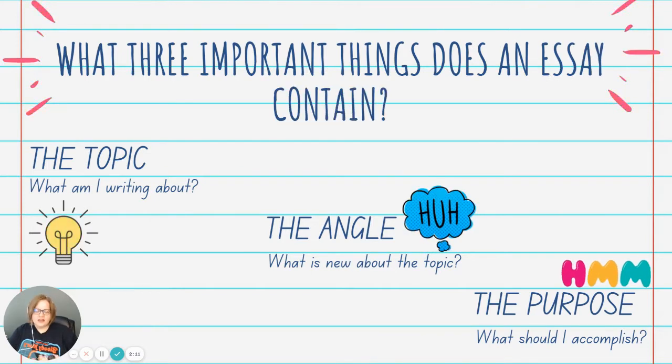What 3 important things does an essay actually contain? So when you look at your essay, there's going to be 3 things that every essay is going to have. I like to look at things as mnemonic devices, so I remember this as TAP: topic, angle, purpose. The first is going to be the topic, and that is where you ask yourself the question, what am I writing about?